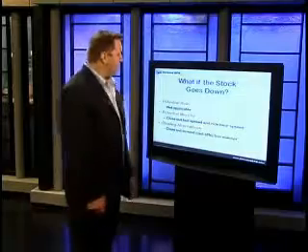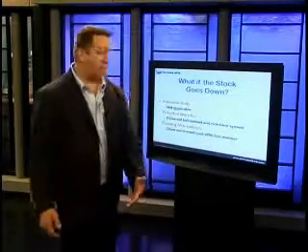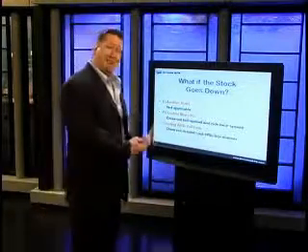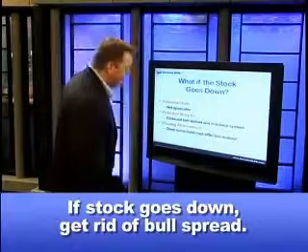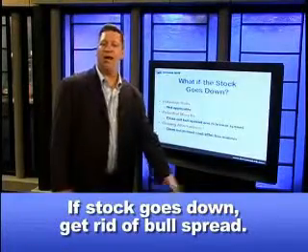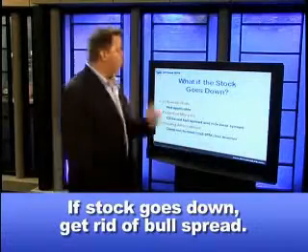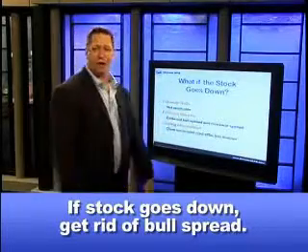Now, what if the stock goes down? Pretty much the same thing in the other direction. When the stock was going up, we were saying get rid of that bear spread and ride the bull spread. Here, we're going to do the opposite. Now that the stock is going down, it's the bear spread that helps us. The bull spread is in our way. What are we going to do? We're going to close out the bull spread and ride the bear spread.